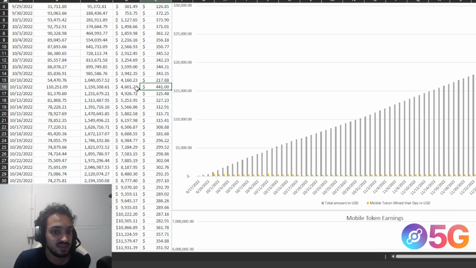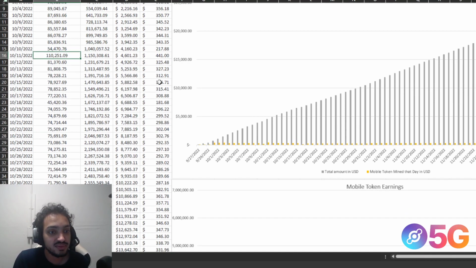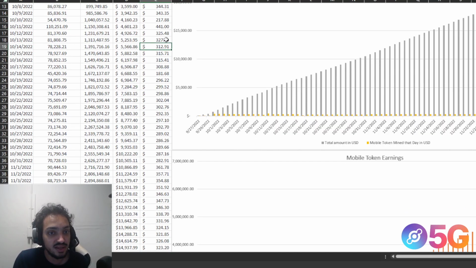And next day they gave me the rest of it, I guess, and that was the highest I got so far. It was $441 one day, and that was about 110k of mobile token. Going down the dates there, you can see it began to decline.